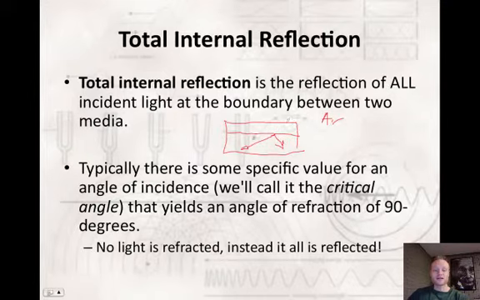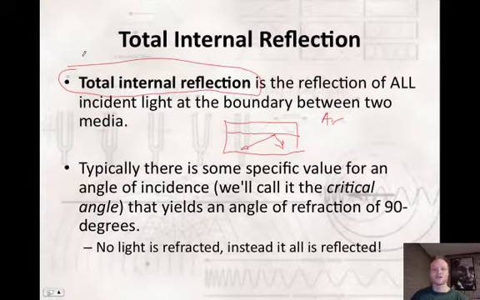There's some angle at which we can aim that laser at the top of the water that will allow that to happen, and this idea is called total internal reflection, where this incident ray of light traveling from the laser does not leave the water. It stays in it. All of it reflects. Typically there's some specific value for this incident angle, and we'll call it the critical angle, that yields an angle of refraction of 90 degrees, basically meaning that none of the light is refracted. Instead, it's all reflected.